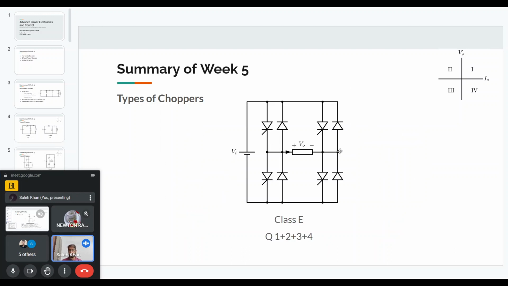Finally, we have four quadrant choppers, which is the class E chopper. In this case, the negative current flow can be through the diodes as well, because we now have more diodes and more thyristors here. So the current can be positive and negative, and the voltage also can be positive and negative. So in this case, we get four quadrant operation.